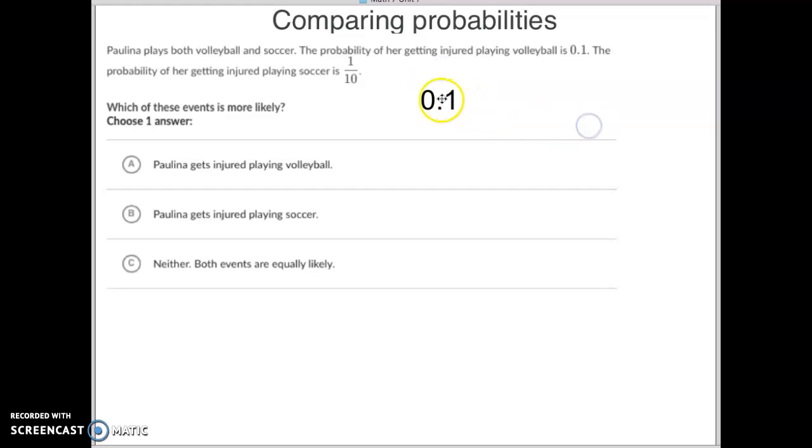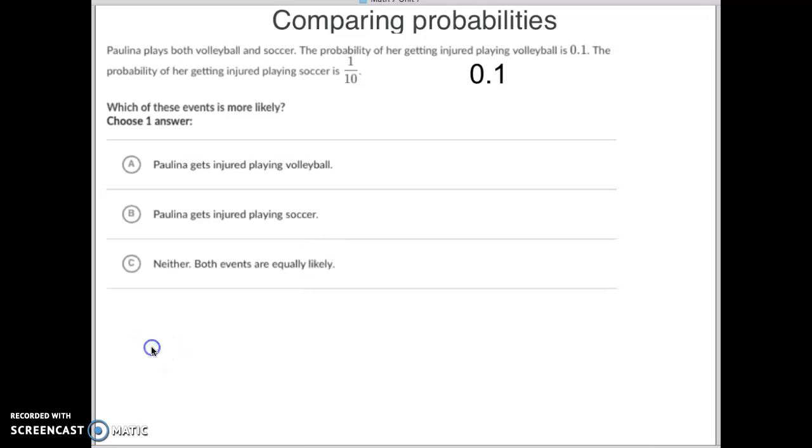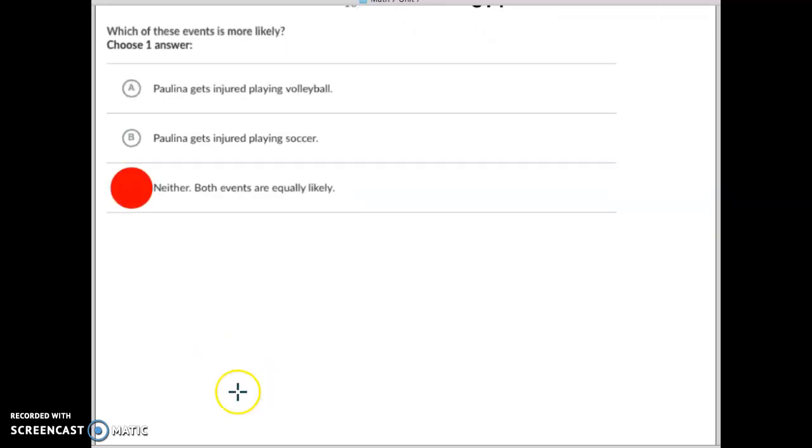0.1. Okay, so if soccer is 0.1 and volleyball is 0.1, then guess what? These two have exactly the same. And let me put a little red circle on that one. These are equally likely to happen. Okay. All right, let's do one more here.